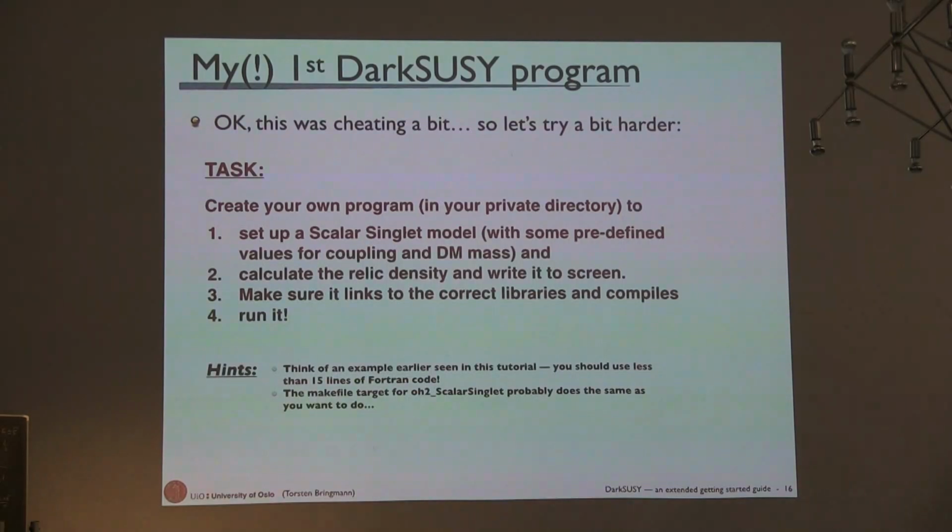Okay. So now we do a real problem. This was just copying and seeing that we can compile a given program in a different place. Now we actually want to have a simple main program and run it from a different directory. So the task is to write a super simple model, max 15 lines of Fortran, to set up the scalar singlet model and to calculate the relic density.